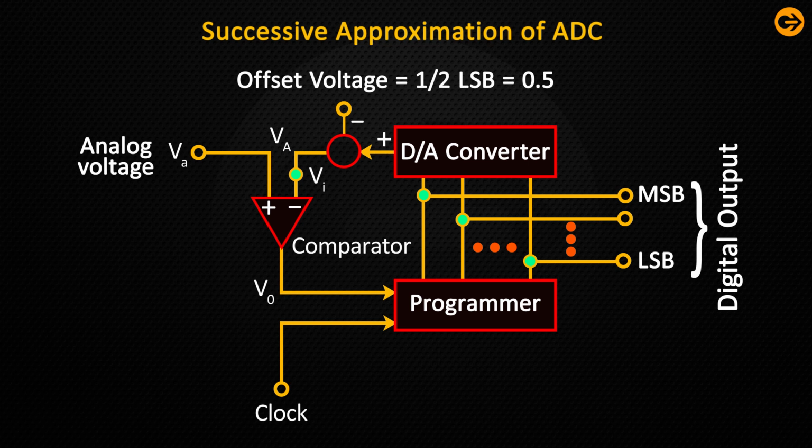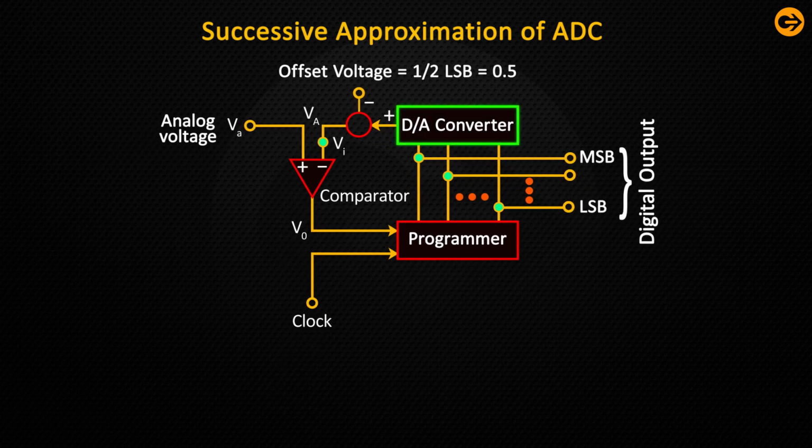Successive approximation ADC. The comparator serves as a balance scale. The output of the comparator is used for setting or resetting the bits at the output of the programmer. This output is then converted to an equivalent analog voltage, from which the offset voltage is subtracted, and then applied at the inverting input terminal of the comparator. The outputs of the programmer will change only when a clock pulse is applied. The programmer initially sets the MSB to 1 and the rest of the bits to 0. This is converted to an analog signal using a DAC and the comparator compares it with the analog input voltage.